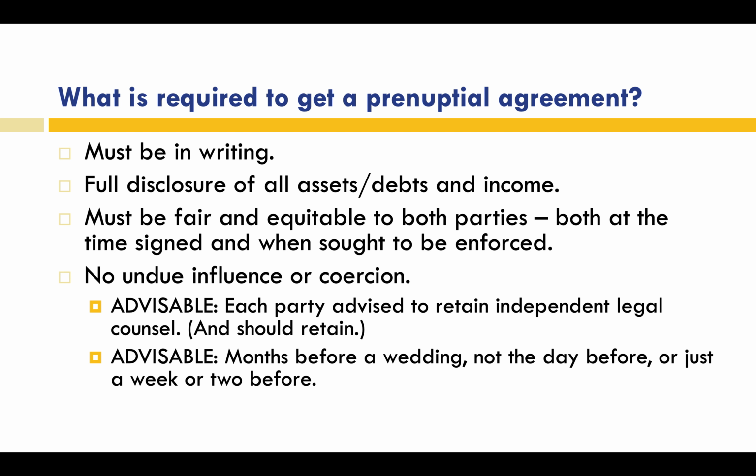Often, if you're in a second marriage situation, you have children from a prior marriage, you've accumulated assets, you're likely to get a prenuptial agreement. Or if you're older, a lot of people down in Florida that I used to represent were in their 60s, 70s, getting married, some for the second, third time. It must be in writing. You have to fully disclose in advance all of your assets and your debts and your income. And the agreement must be fair and equitable to both parties.